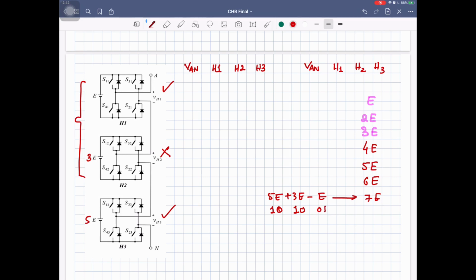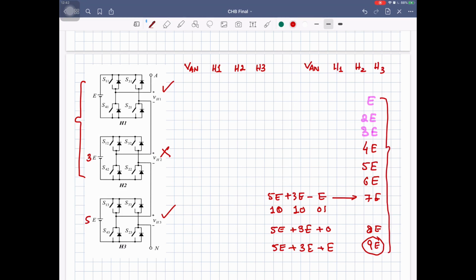Then you can get 8E. How to get 8E? For 8E, the lowest inverter will give you 5E, the middle will give you 3E, and the upper one will give you 0. And to get 9E, you can get 5E plus 3E plus E. So maximum that you can get is 9E. So from E to 9E, 9 levels.